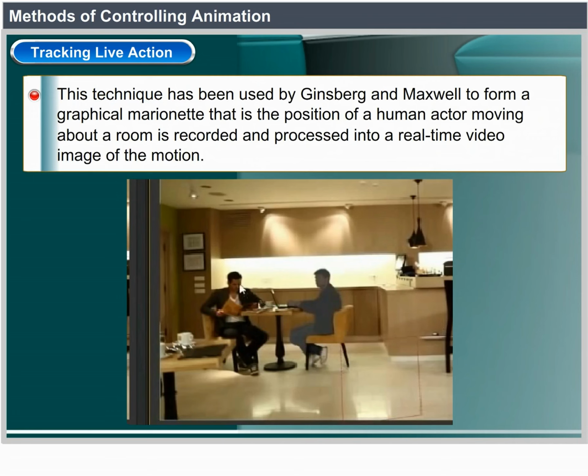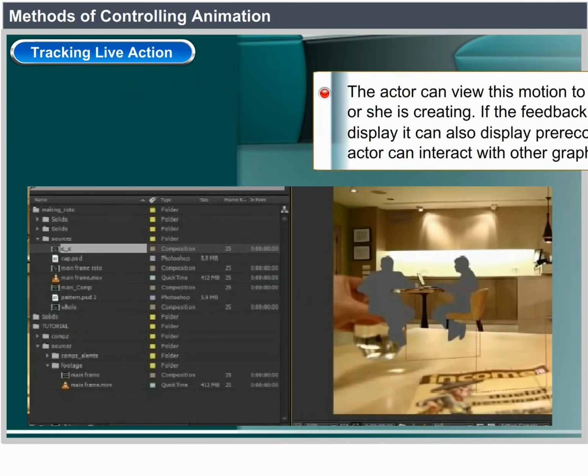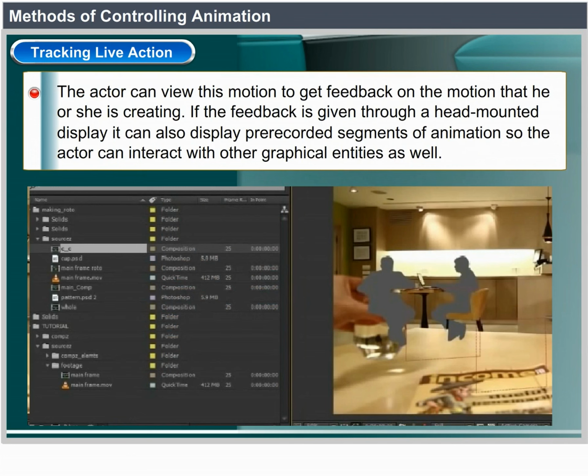The position of a human actor moving about a room is recorded and processed into a real-time video image of the motion. The actor can view this motion to get feedback on the motion that he or she is creating. If the feedback is given through a head-mounted display that can also display pre-recorded segments of animation, the actor can interact with other graphical entities as well.